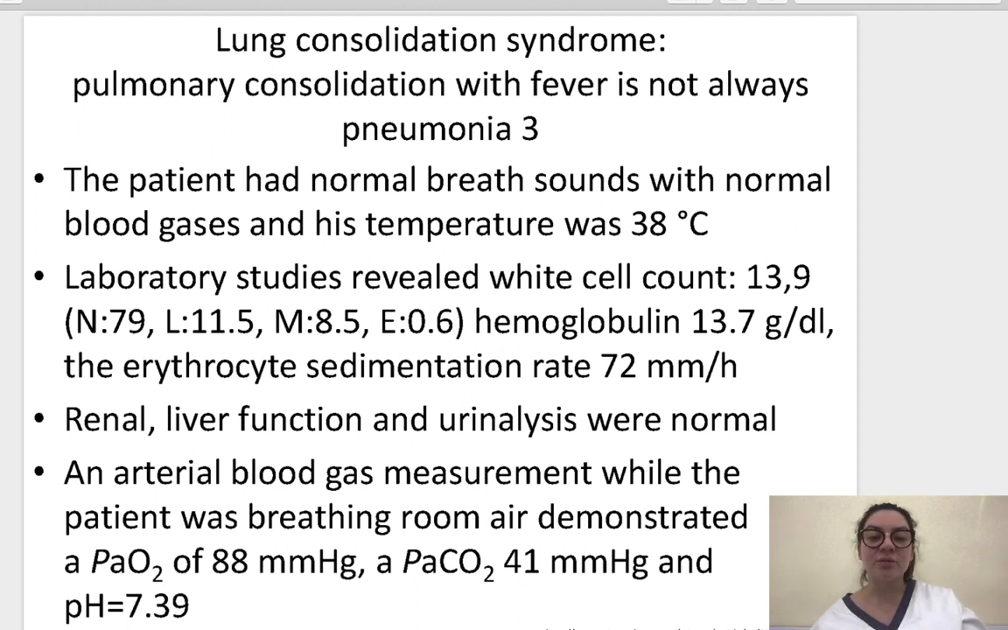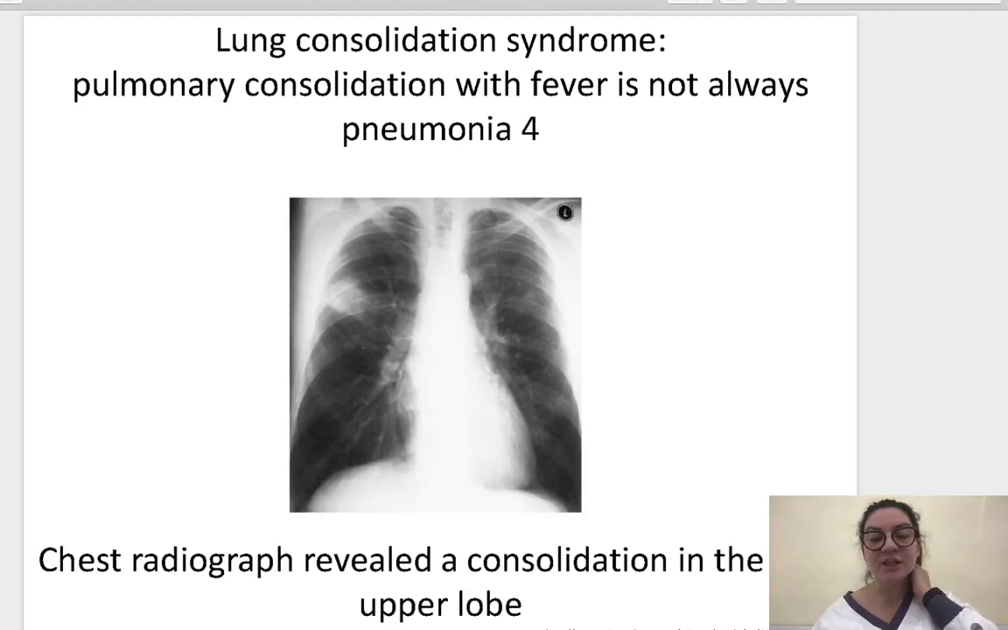Arterial blood gas measurements while the patient was breathing room air demonstrated pressure of oxygen at level 88 millimeters of mercury, partial pressure of CO2 41 millimeters of mercury, and pH in arterial blood gas measurement 7.39. Chest radiograph of this patient revealed a consolidation in the right upper lobe. You see in this picture that in the middle and a little bit upper from the middle, there is a place of consolidation. Here there is no lateral view of this patient, but from the front view we nearly understand and know that it is a sign of consolidation of the right upper lobe.